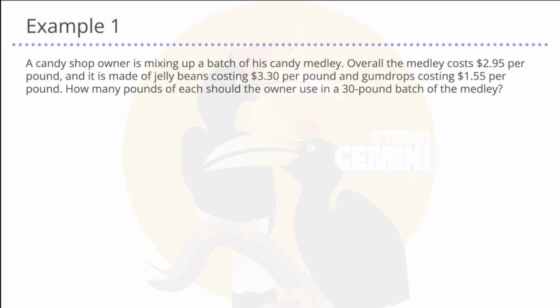A candy shop owner is mixing up a batch of his candy medley. Overall, the medley costs $2.95 per pound, and it is made of jelly beans costing $3.30 per pound and gumdrops costing $1.55 per pound. How many pounds of each should the owner use in a 30-pound batch of the medley?